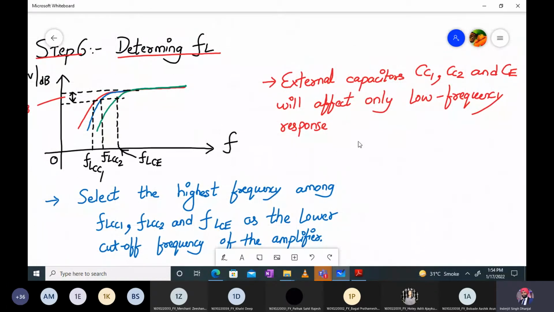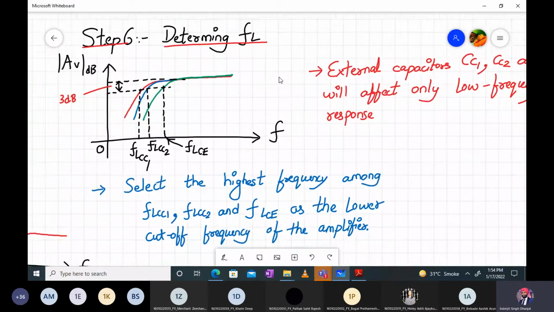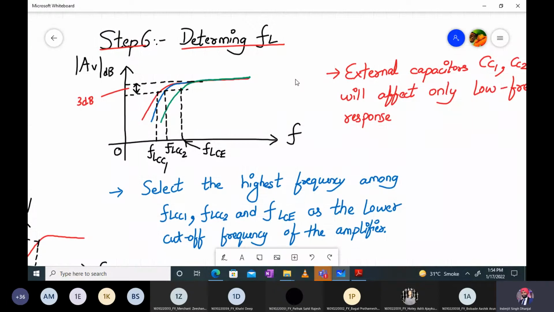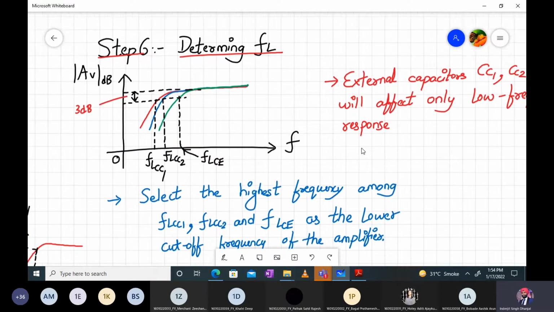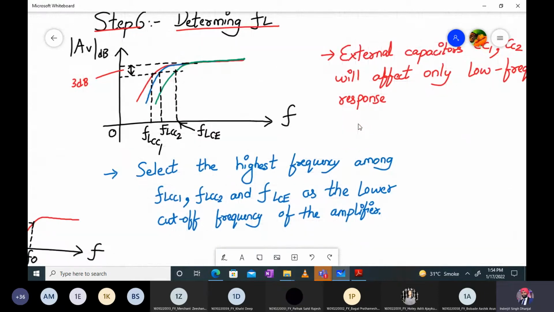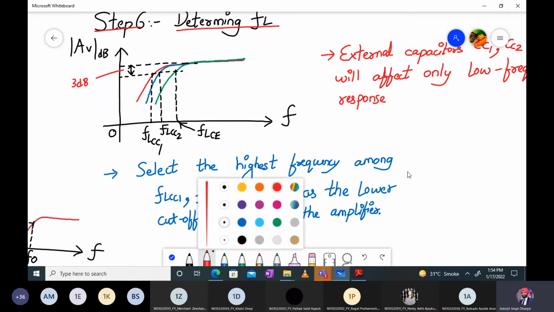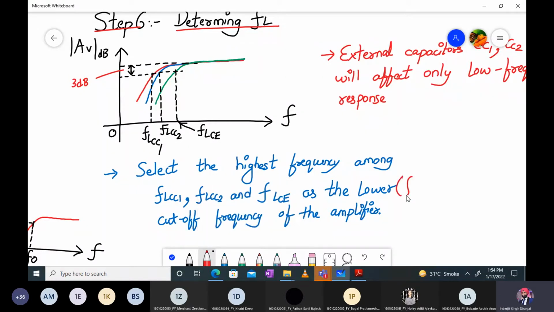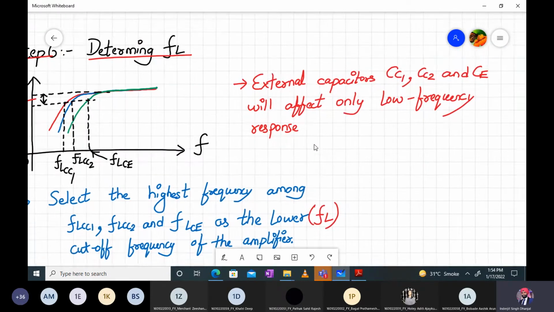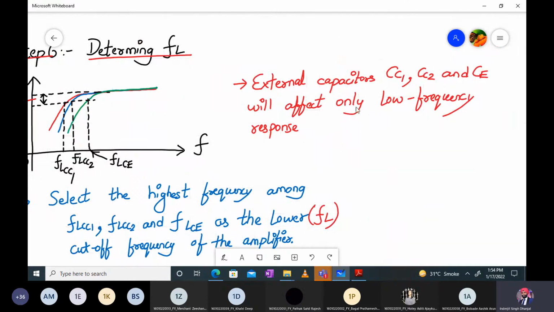Okay. So any doubts in this? After we found out FL of CC1, CC2 and CE, whichever is the highest frequency among them, we will consider as the lower cutoff frequency of the amplifier, which is FL. And that is how we determine the low frequency response of the amplifier.